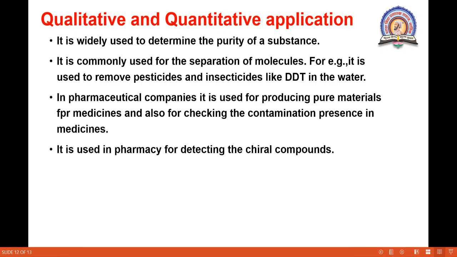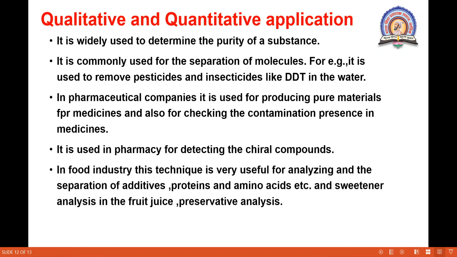It is used in pharmacy for detecting chiral compounds, meaning enantiomers and optical isomers, which are detected using this chromatographic technique. In the food industry, this technique is very useful for analyzing and separating additives, proteins and amino acids. And also in many food industries, sweetener analysis in fruit juice can be determined using this technique. Then preservative analysis is also determined by this chromatographic technique.